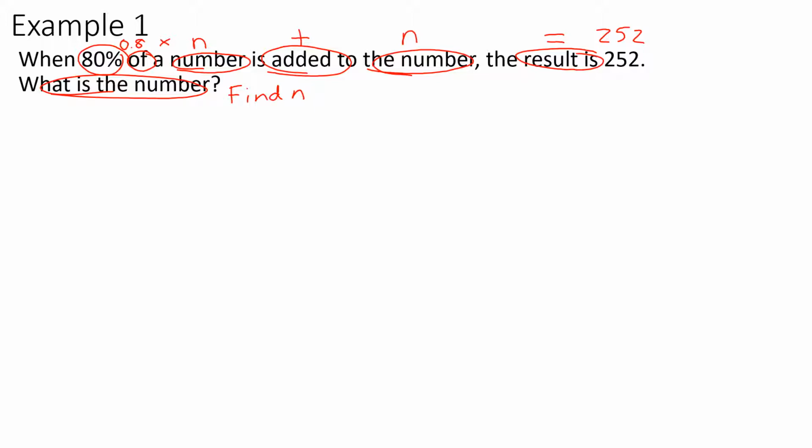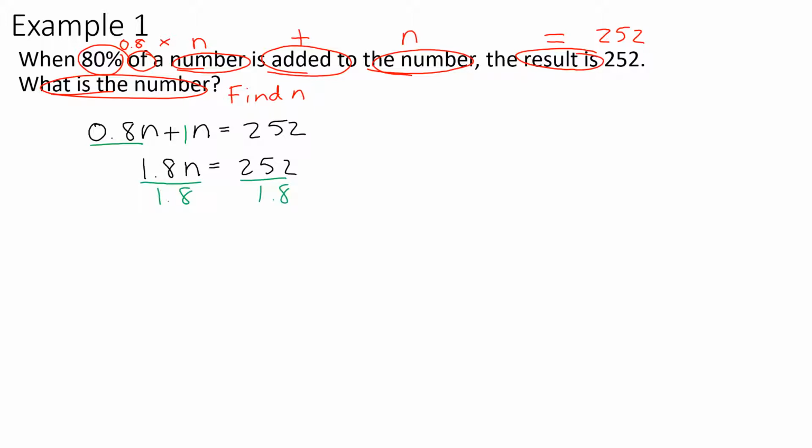So translating from English to math, we have 0.8n plus n equals 252. Find n. Now on the left-hand side, we have 0.8n's plus 1n. That leaves us with a total of 1.8n's on the left. So we have 1.8n equals 252. Dividing both sides by 1.8 leaves me with n equals 140.